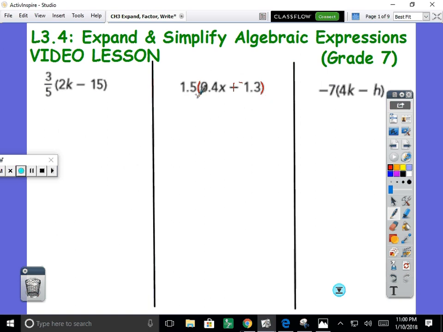Oh, I do. Do remember that there's something secretly hiding here. If you put on your algebra goggles, I'm sure you can see the multiplication symbol happening here. It's really telling me, let's take 1 5/10 times 0 4/10 x, and 1 5/10 times, oh yeah, negative 1 3/10. That's a constant back here. We're going to multiply again. All right, let's give this a try.